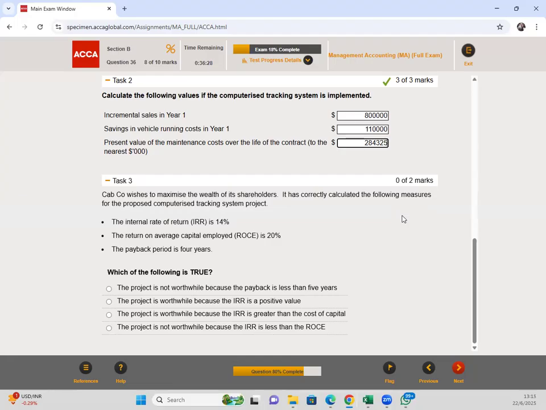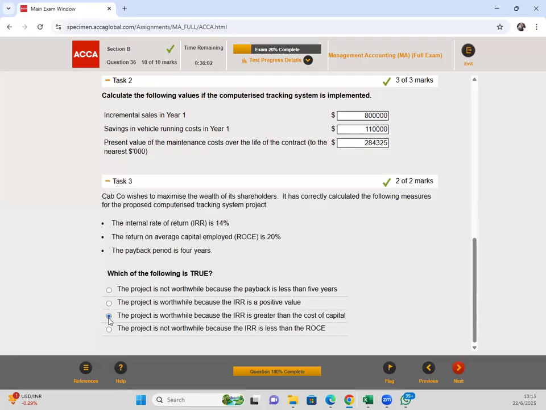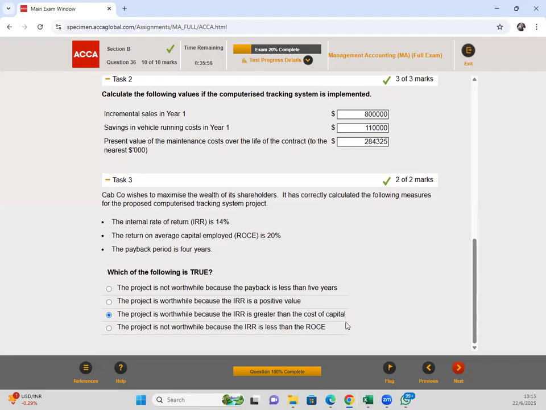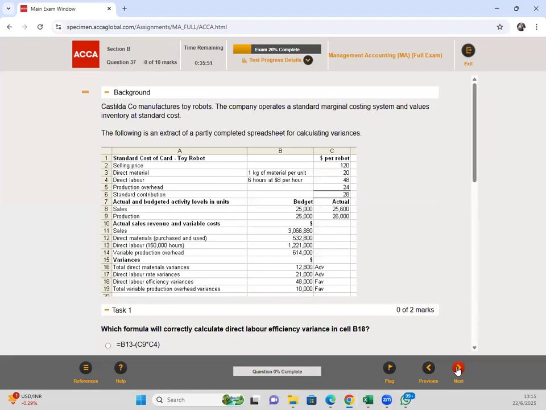The project is not worthwhile because the payback is less than 5 years. The project is worthwhile because IRR is a positive value. The project is worthwhile because IRR is greater than the cost of capital. Yes, we prefer a project with an IRR, the internal rate of return, greater than the cost of capital. That is the correct one there. The project is doing well if the IRR is greater than the cost of capital.